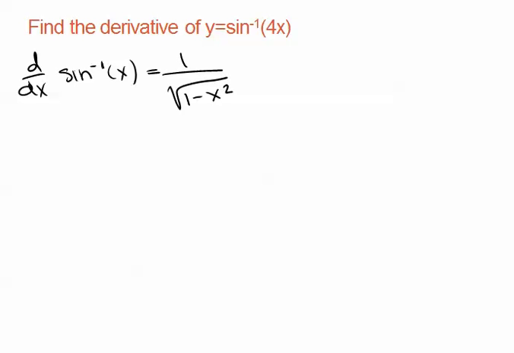So that tells us a couple things. First, wherever there was an x in a formula, we're going to put 4x. Second, because we have an inside, we need to use the chain rule. We're going to have to multiply by the derivative of 4x. So let's start with the first part, just replacing x with 4x.